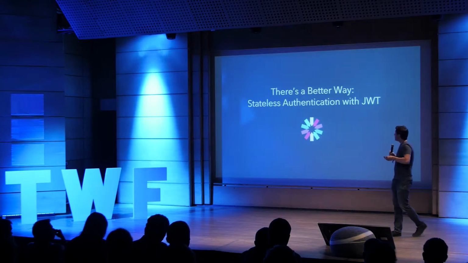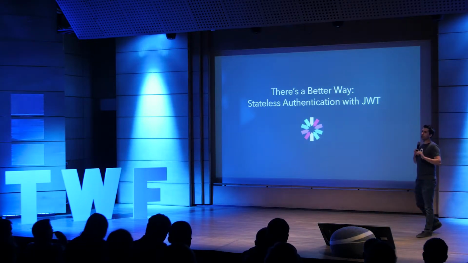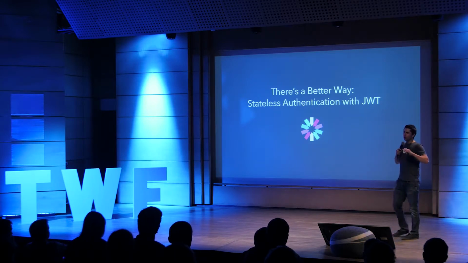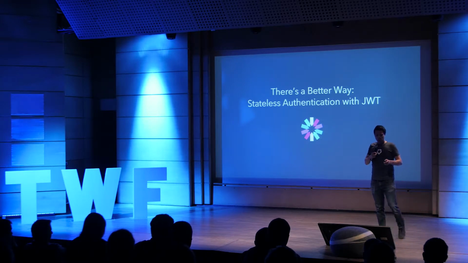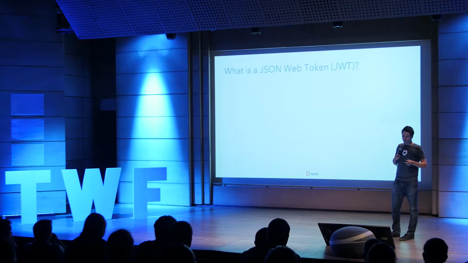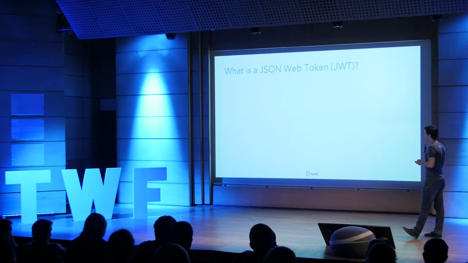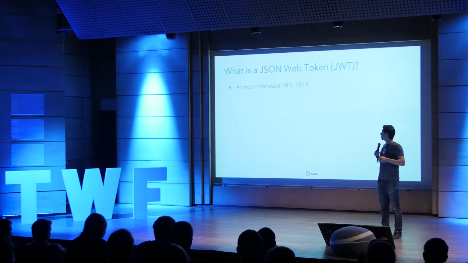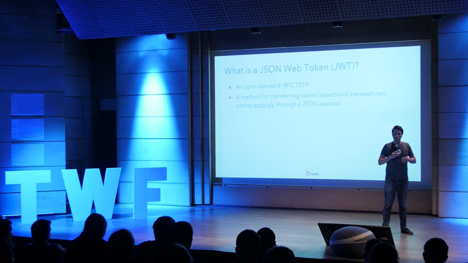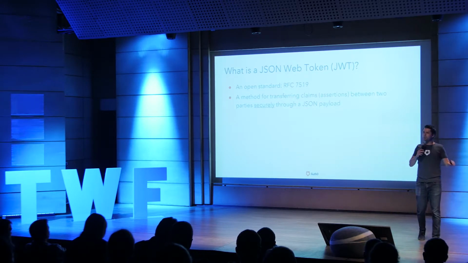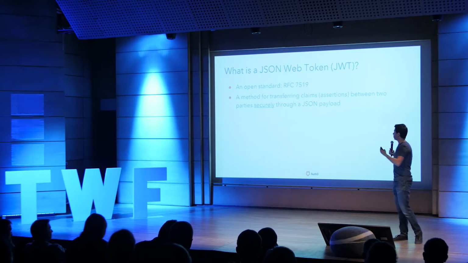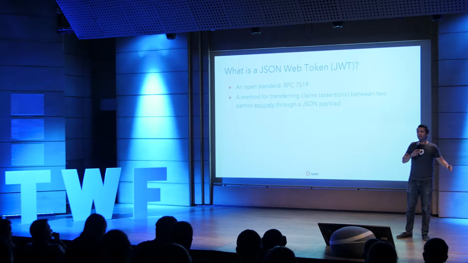So what I'd like to propose is that there is a better way, and that better way is to do stateless authentication with JSON Web Tokens, otherwise known as JWTs. You'll sometimes hear people pronouncing them as JOT. So why don't we take a look at what a JSON Web Token is. It's an open standard under RFC 7519. Basically, it's a method for transferring claims securely between two parties. A claim is basically an assertion, something that you want to assert about a user. And they're communicated via a JSON payload.